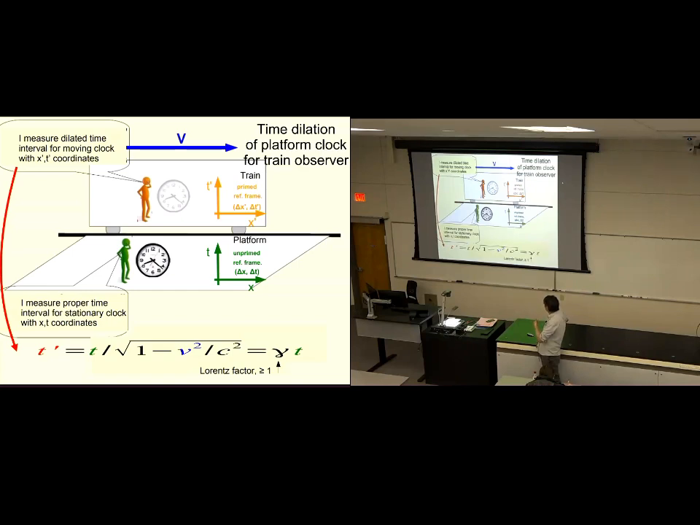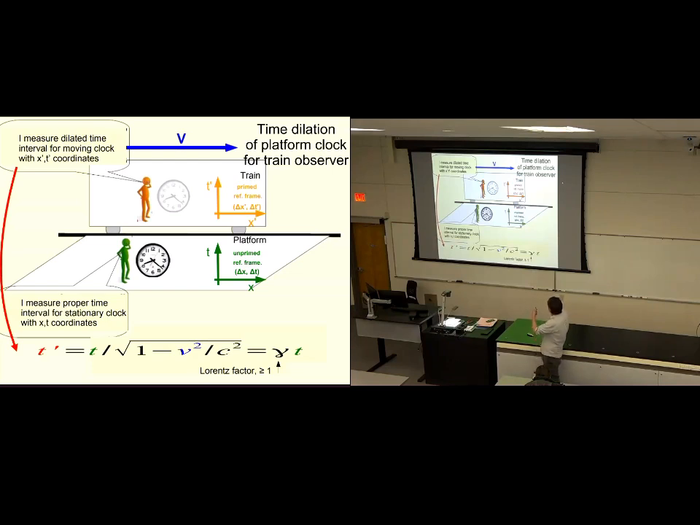Here the vertical axis is the time. That's where time ticks past vertically. Horizontally is the position. This is the x-coordinate horizontally. I'm only drawing one space dimension. Obviously, there are two more space dimensions, but we only need one to understand the effect.